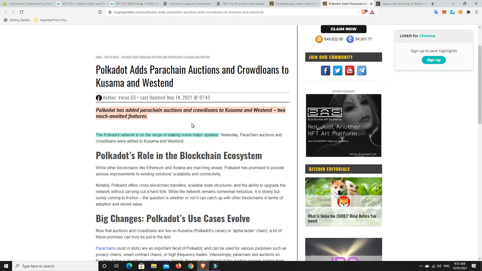Now it's finally going to happen, because Kusama is like the testnet. So things will be put on Kusama and tested there. And if they do well, then they can go to auction to buy a parachain and actually be put on the legit Polkadot network. So Polkadot has added parachain auctions and crowdloans to Kusama and Westend. They're two of the much-awaited features. So the Polkadot network is on the verge of making some major updates. They're getting ready to release those parachains and for things to become legit, because Polkadot's the kind of end product, even though it's not finished.